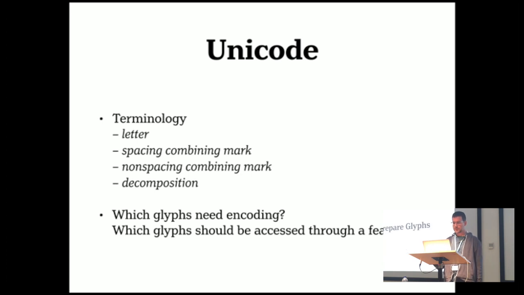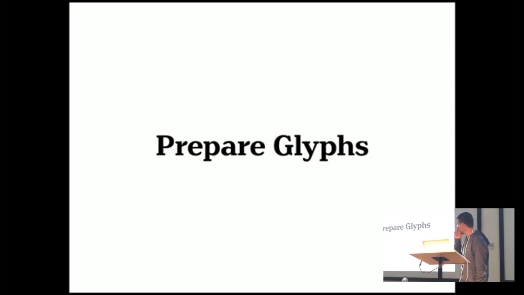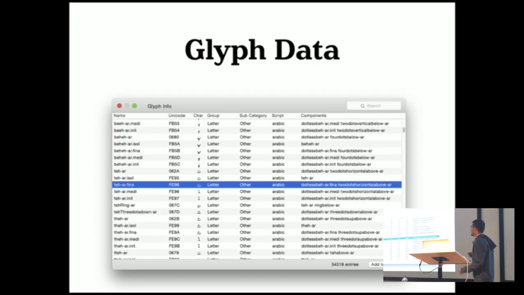All right, let's put all these things together. And now you can take our application and prepare it for your script. There are two, three things you should be able to do. It's fairly easy. The one thing is you should be able to build your own glyph data. Glyphs has a built-in glyph database with currently about 54,000 entries, constantly growing, and maybe with your contribution, it will soon be 60,000 entries.